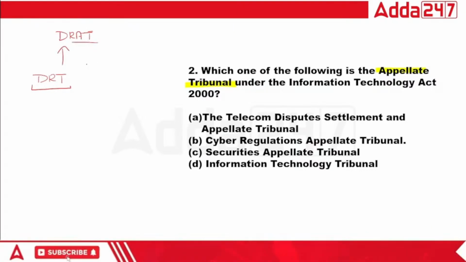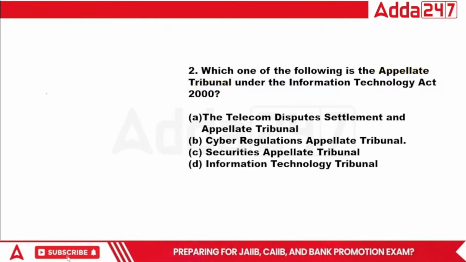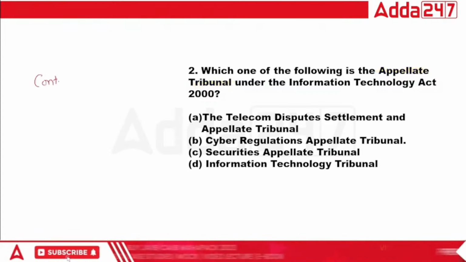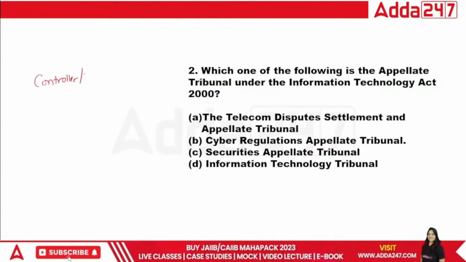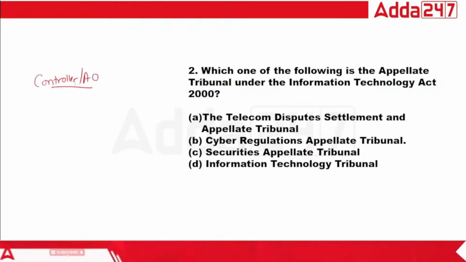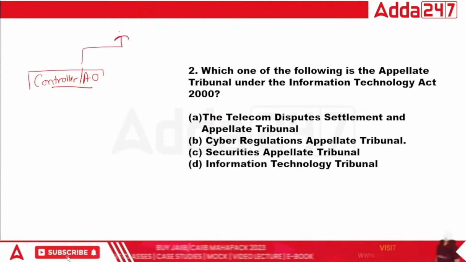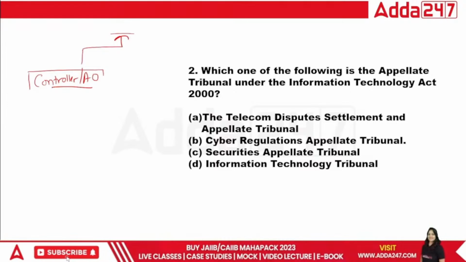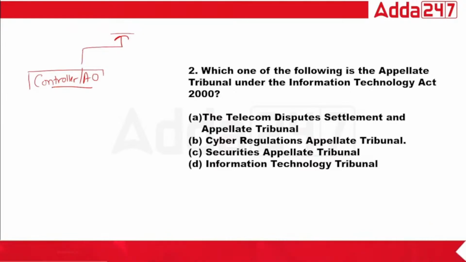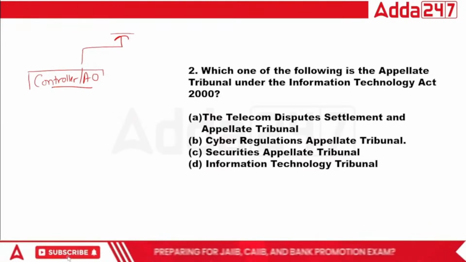So in the IT Act, the controller and adjudicating officer are the first authority that have to solve the matter. If we are not satisfied, we have to go to the appellate authority, the appellate tribunal. So what is the name of the appellate tribunal? We have already discussed this point.